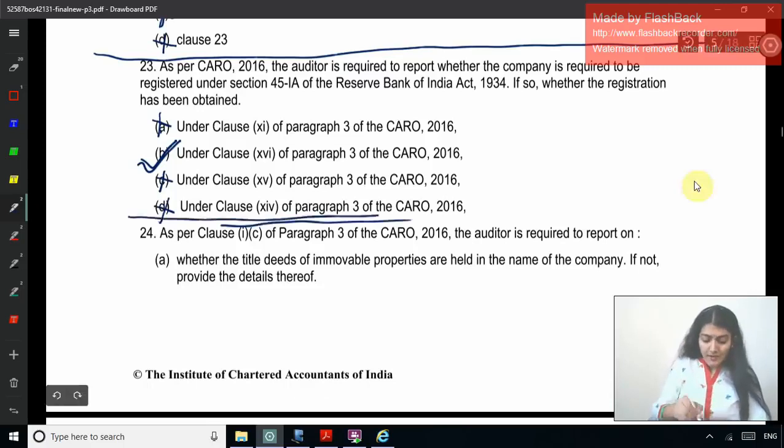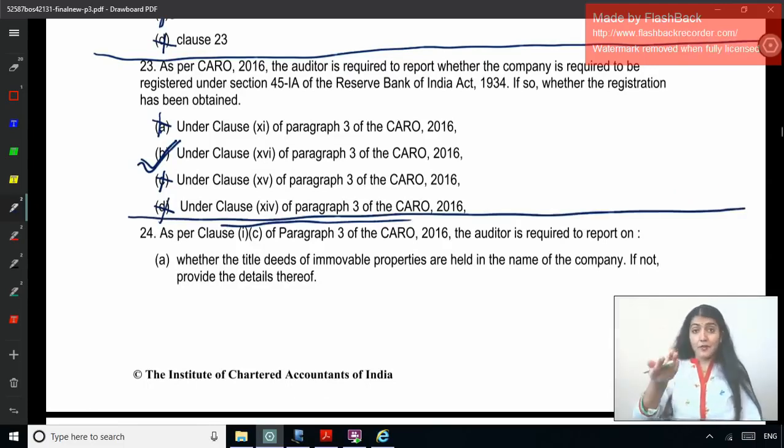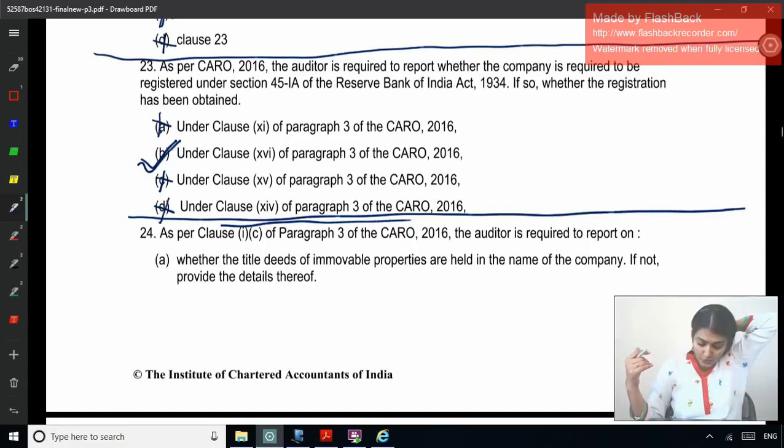B. Next one, as per clause 1C, so now, reverse style, they've given the clause and you have to know the content. Clause 1 is fixed assets, under that 3 points A, B, C. So of para 3 of CARO 2016, the auditor is required to report on whether title deeds of immovable properties are held in the name of the company, and if not, provide the details thereof. That is clause 1C. Right, title deeds of immovable properties.